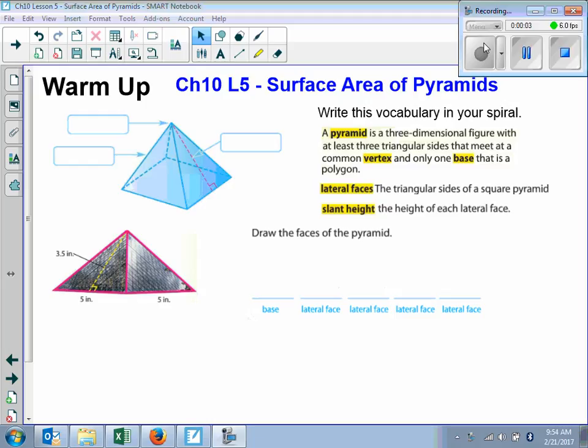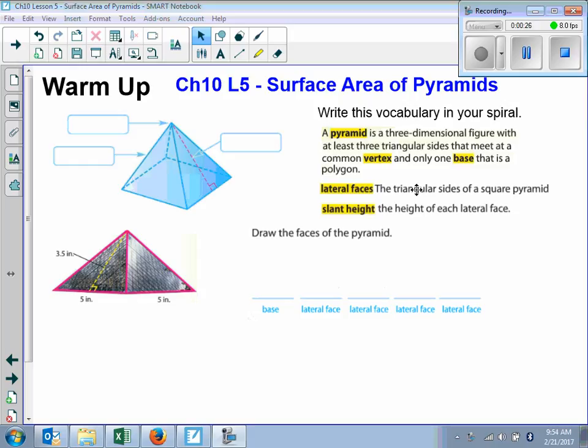So Chapter 10, Lesson 5 is surface area of prisms. And here we wanted to write all this vocabulary in our spiral so that we know this for later. A pyramid is a three-dimensional figure with at least 3 triangular sides that meet at a common vertex and only one base that is a polygon.